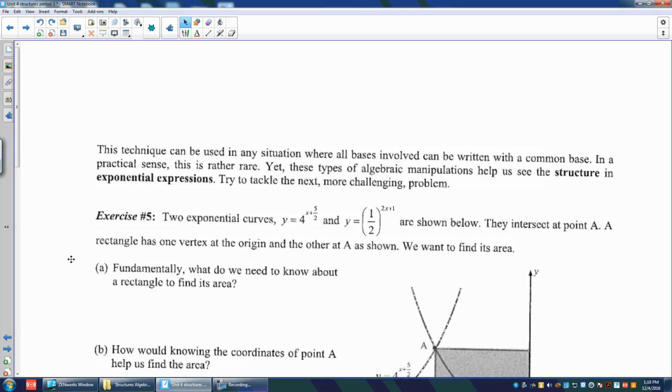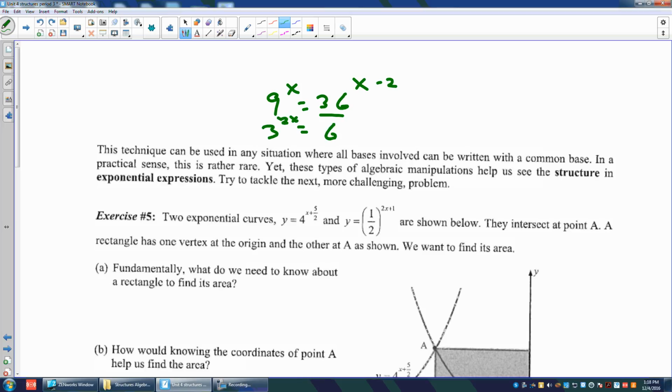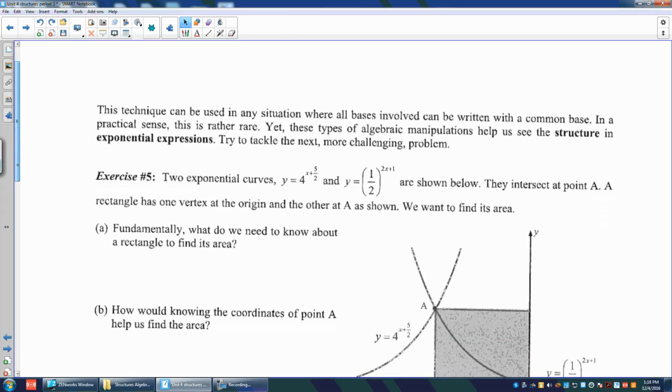That means we're not going to have something like 9^x = 36^(x-2). We see this is a 3, but this is 6 squared, so it's not 3^(2x) = 6^(2x-4). So we still don't have a common base, and we can't get any common bases with those. That happens a lot more often in the real world than finding a common base.